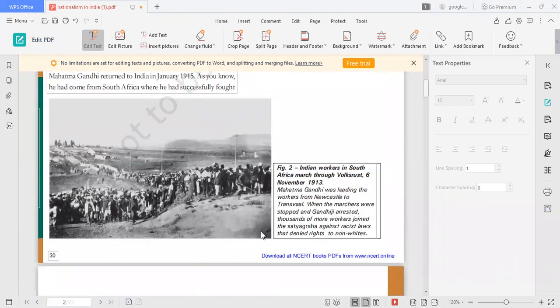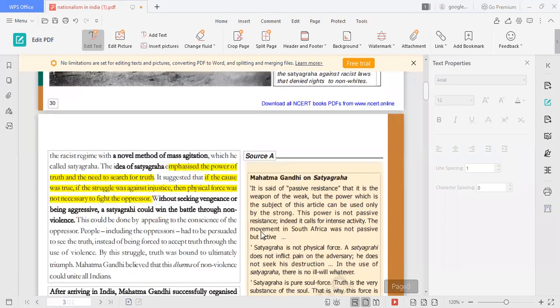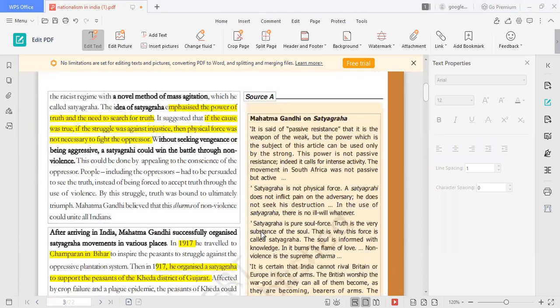Mahatma Gandhi returned from South Africa to India in the year 1915, where he had tried the novel method, Satyagraha, I mean the non-violence method. He tried this method to fight against racial segregation in South Africa, and he got success also in that. So now let us see what is the idea of Satyagraha in detail.